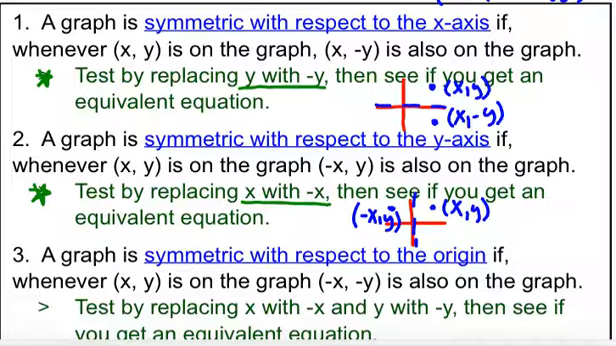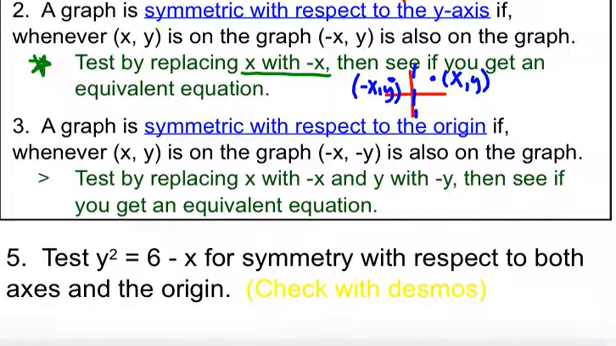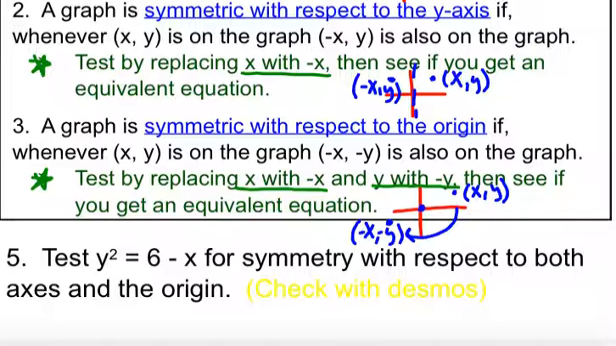Okay, origin symmetry. If you are symmetric with respect to the origin, that means this is the rotation one. So we've got this point over here, x, y. Origin symmetry means it's rotated 180 degrees, so it's somewhere over here, and this is the point negative x, negative y. So if you're going to test for origin symmetry, you replace the x with negative x and the y with negative y, and you see if you get something equivalent.